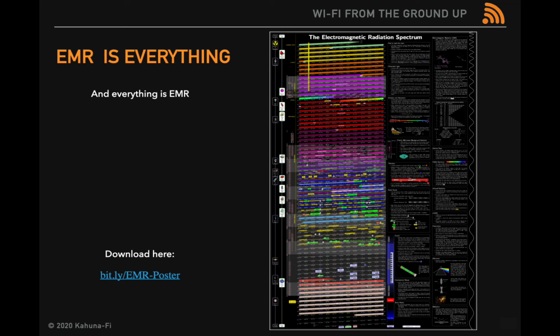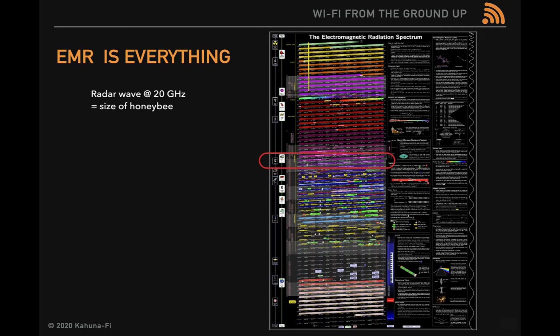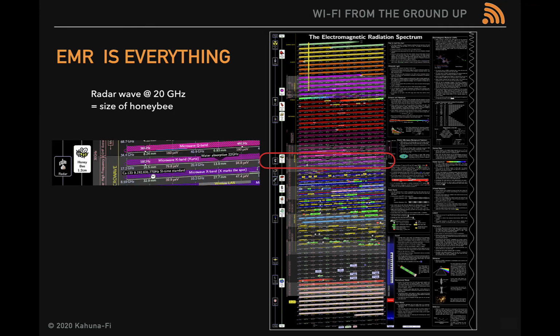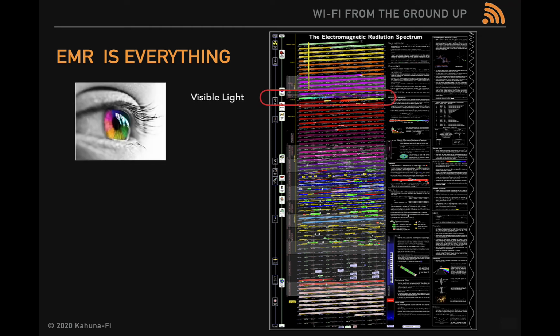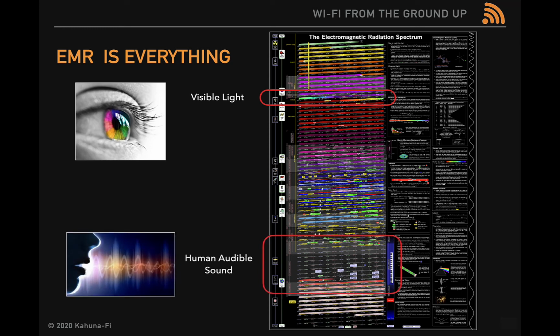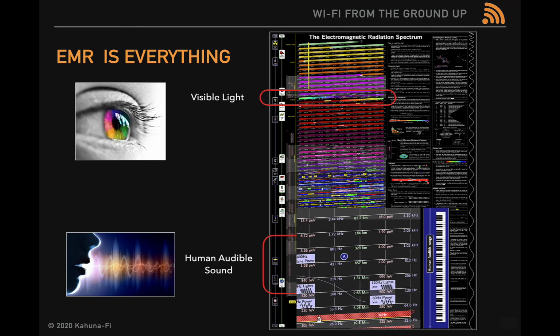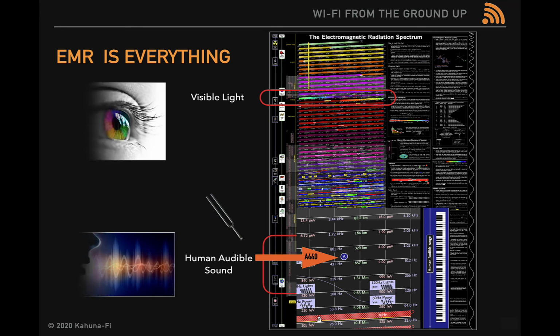Let's highlight some of the parts of this diagram. All the way on the left are common sources of EMR and the relative wavelength size. For example, you see here, radar at 20 gigahertz has a wavelength about the size of a honeybee. This is the range of visible light. And here we see the range of human audible sound. Musicians will recognize this. This is A440. Electromagnetic energy at 440 Hertz generates the audible note A.